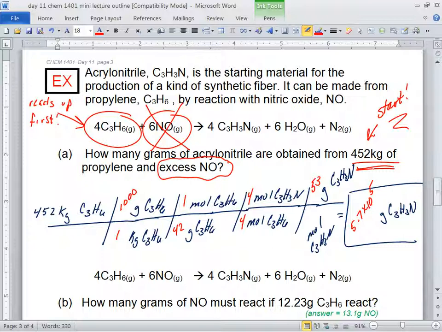This one, we started with the moles already. So if you start with moles already, you're ready for the mole bridge. So we'll start there, and the units will tell you what to do. Okay.